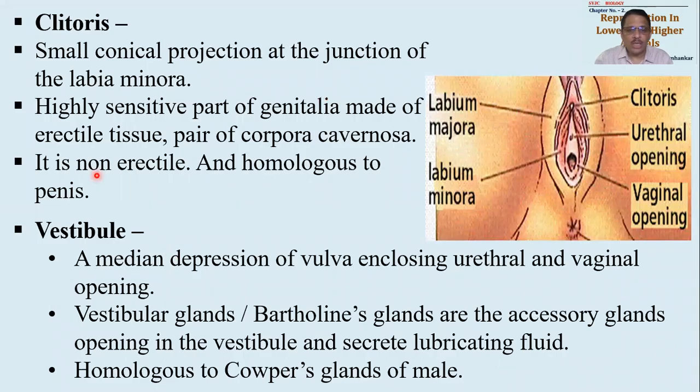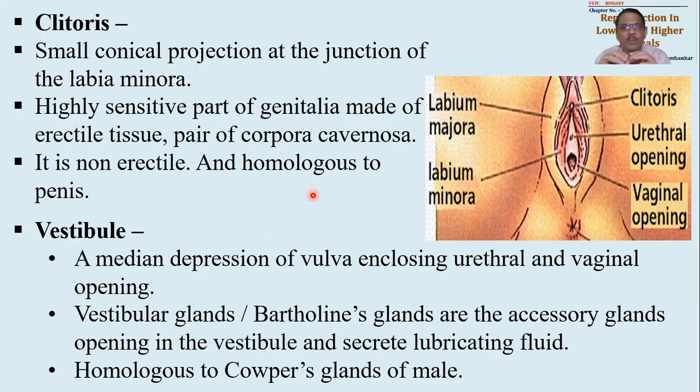Fine. Now, last organ or last portion of this will be called as vestibule. Vestibule actually is the opening. Okay, so it is a median depression of vulva. Depression means gap or a cavity available. This is enclosing urethral and vaginal opening.